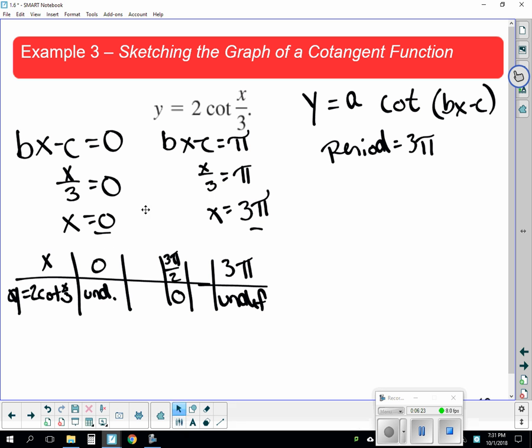Halfway between 0 and 3 pi over 2, well, 3 pi over 2 divided by 2 is 3 pi over 4. And halfway between 3 pi over 2 and 3 pi would be 9 pi over 4. You can calculate that if you need to. All right, so then what we want to do is calculate those values.